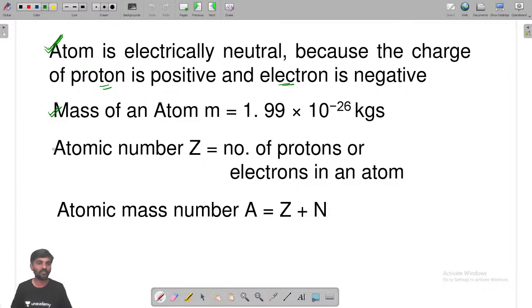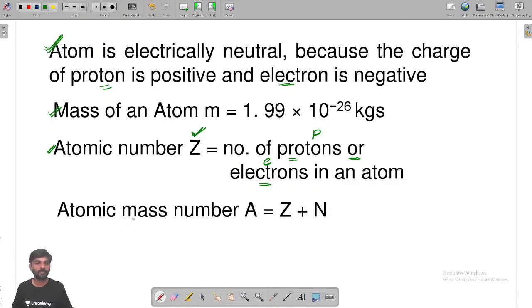Another important thing here is the atomic number. What is the atomic number? The atomic number Z is nothing but the number of protons or electrons in an atom. Why do I say protons or electrons? Because in an atom, however many protons there are, that many electrons are also there. You may say, sir, you can write P or you can write E. To avoid this confusion, we choose another letter, Z. Z is the atomic number.